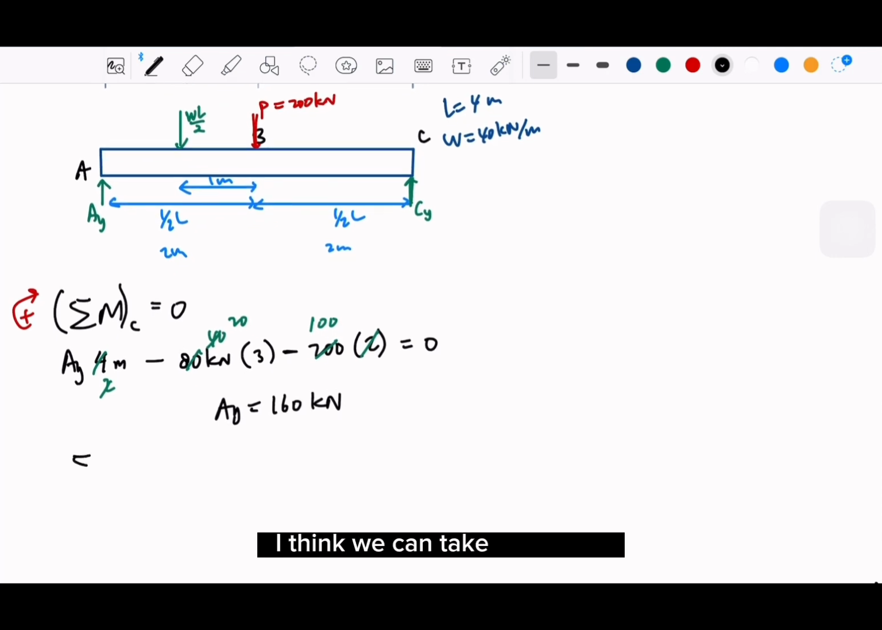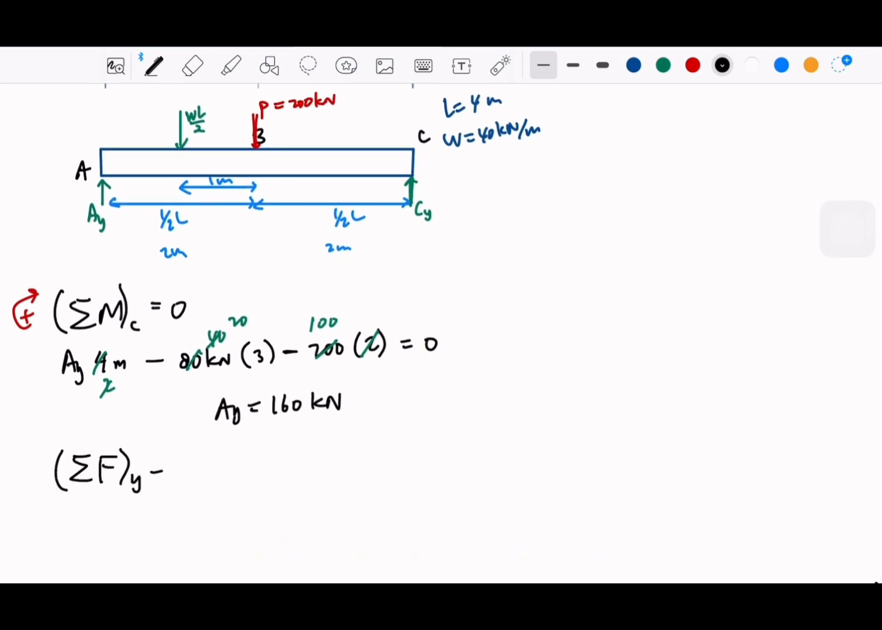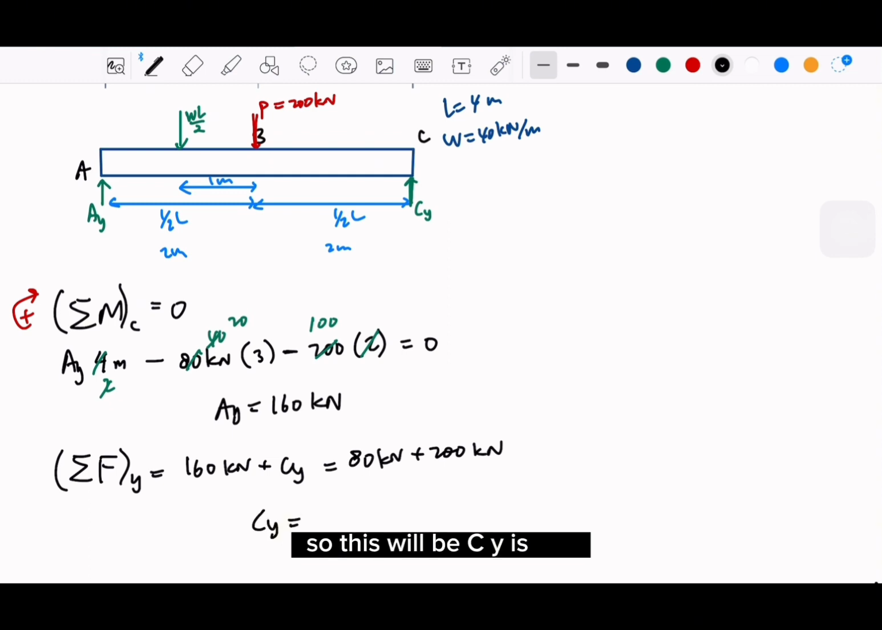I think we can take sigma F. So 160 plus CY is equal to 80 plus 200. So this will be CY is 120. Okay.